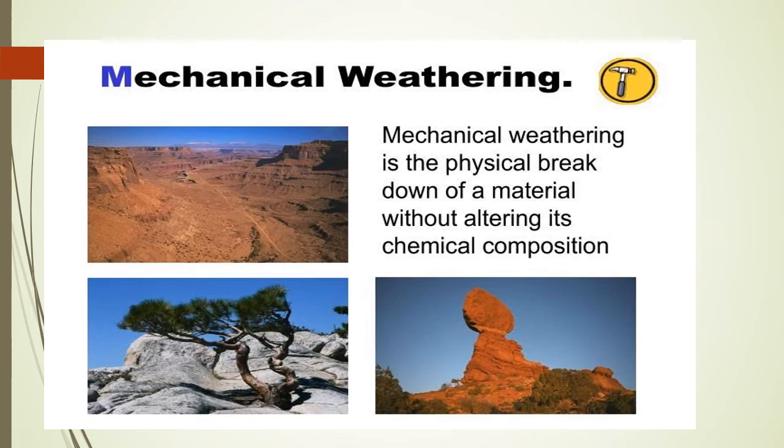You can see in the figure, this is an example of mechanical weathering where the rocks do not change their color at all. The color of the rocks is the same as it is, and they do not change their composition like chemical weathering.